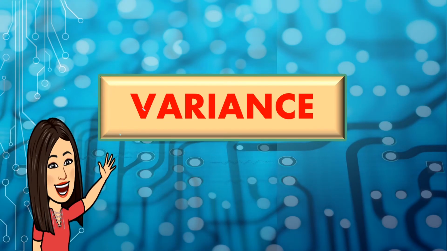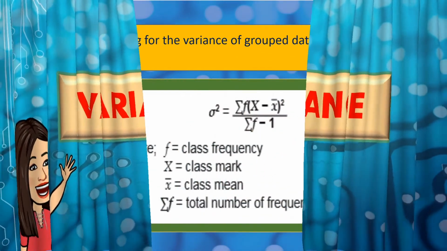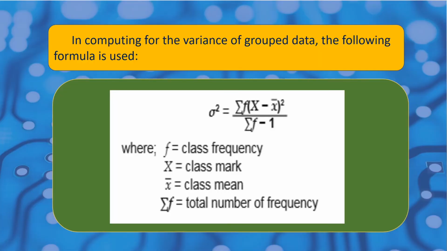Now let's get the variance. In computing for the variance of group data, the following formula is used. Sigma squared, you can also use S squared, is equal to the summation of f times the square of the quantity x minus x bar all over the summation of f minus 1, where f is the class frequency, x is the class mark, x bar is the class mean, and the summation of f is the total number of frequency.